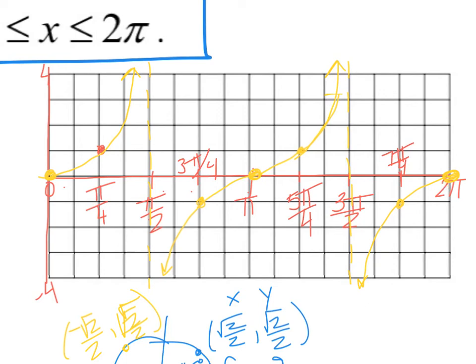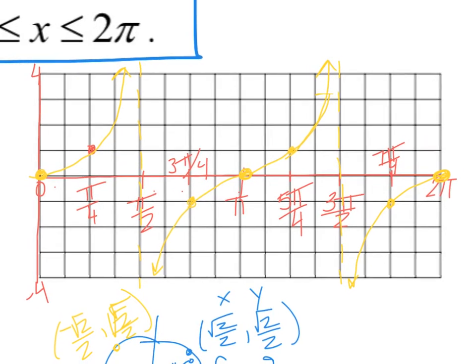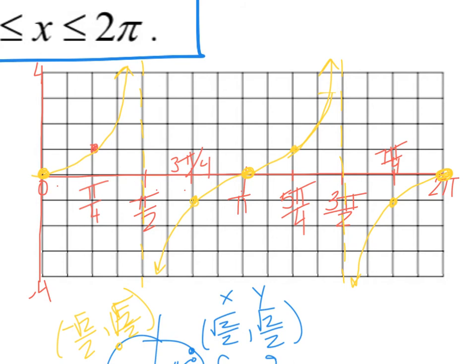So this is how you graph it. Again, you don't have to label all of these numbers on the x-axis, but most importantly, please make sure you label the 0, the 2 pi. Probably the pi would be a good idea as well.